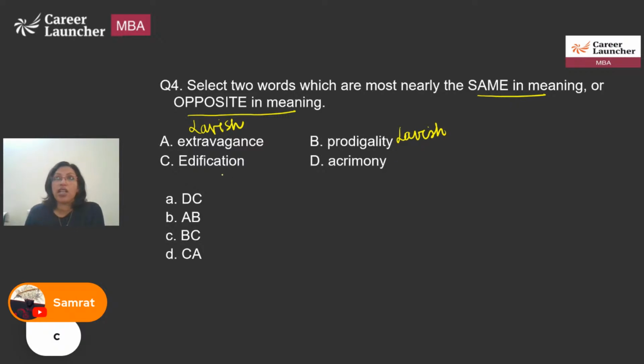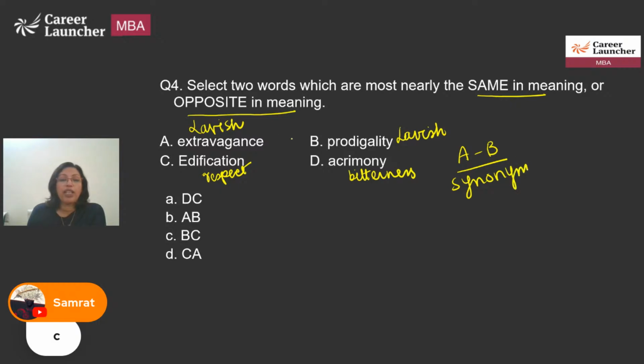Edification is to treat someone with a lot of reverence, so to treat respectfully. Okay, and acrimony of course is when you fight with someone, so there's a lot of negative feeling, a lot of bitterness, or rancor. So here of course options A and B were synonyms. Both of them had the same meanings, both of them meant spending without thinking.